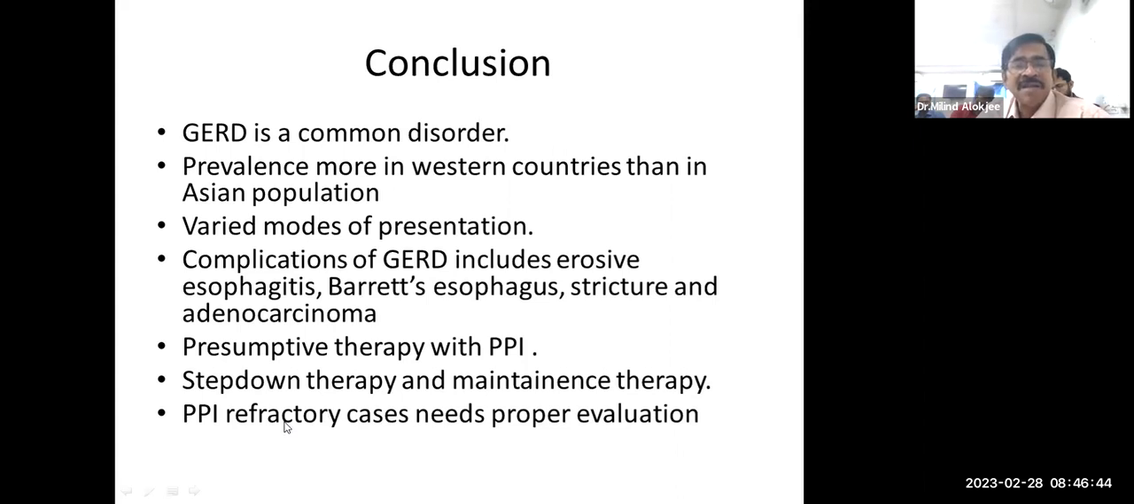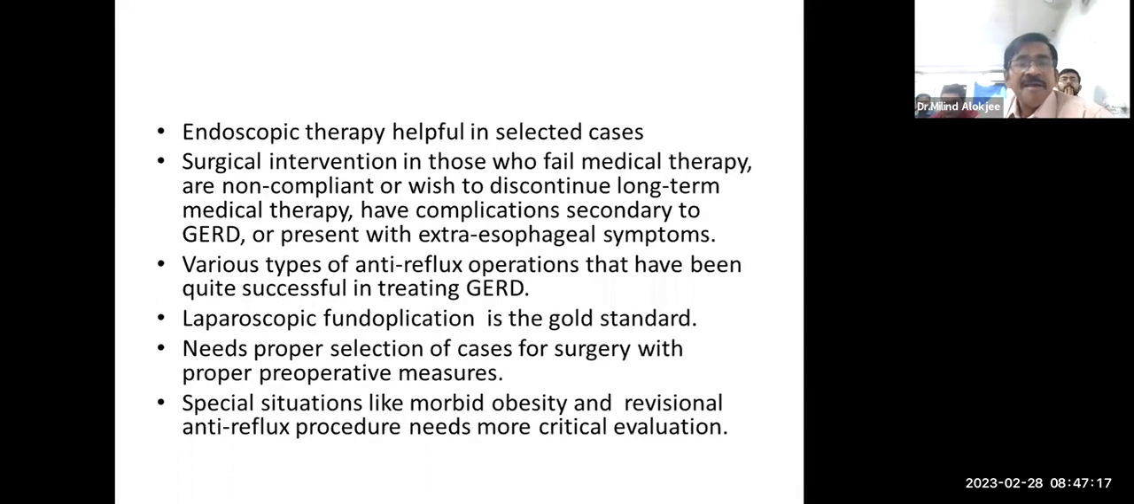It is more prevalent in Western countries than in the Asian population. They have varied modes of presentation like typical, atypical, and esophageal symptoms. Complications of GERD include erosive esophagitis, Barrett's esophagus, stricture, and adenocarcinoma. Presumptive therapy with PPI is a cornerstone for management of GERD because all cases will not go for endoscopic assessment. Patients who are responding to PPI will need step-down therapy and maintenance therapy. PPI refractory cases need proper evaluation.